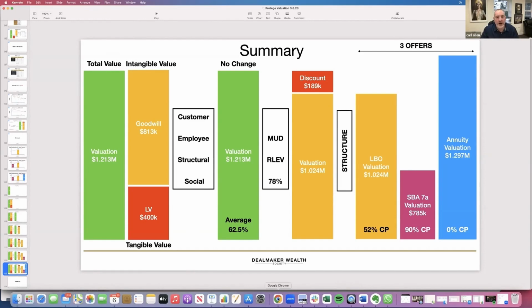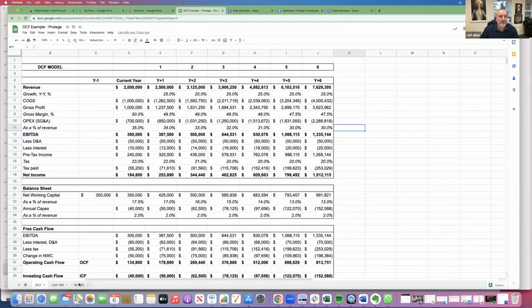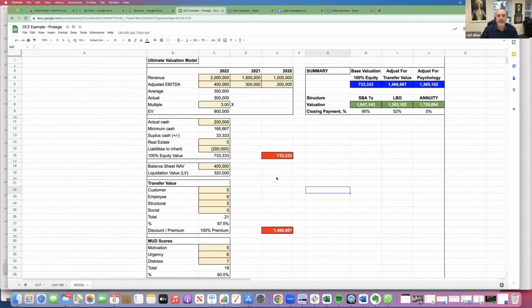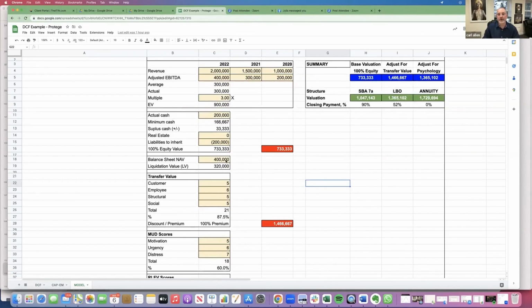So what I've done, guys, we'll take some questions in a minute. What I've done, and I'm still testing it, is I built you a model so you can do this. You can put your 3 years of revenue and adjusted EBITDA in there, put your market multiple in from deal stream, take the cash, real estate, and long-term liabilities straight out of the balance sheet. You can put your balance sheet net asset value in there, and it calculates the liquidation value.